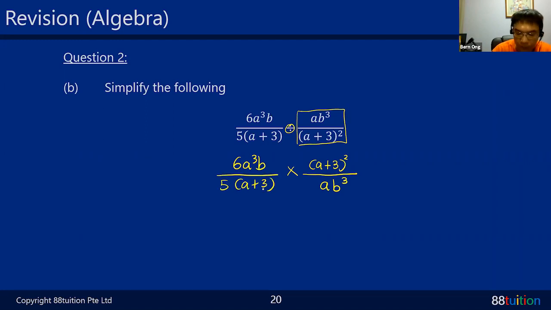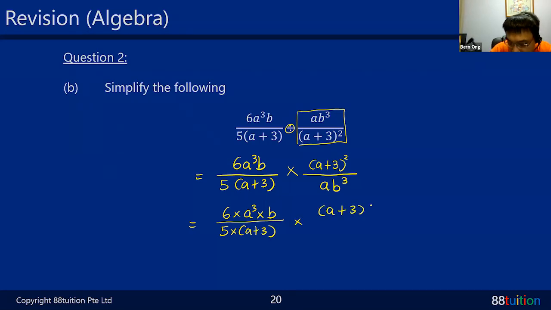Can you see? So now can cancel or not? Top and bottom, if they got something in common, you can cancel. So let me try to write this out. This is actually 6 times a cubed times b over 5 times a plus 3. Then on top, a plus 3 squared means what? It's a duplicate. Just duplicate like that: a plus 3 times a plus 3. And down here is a times b cubed. Can you see or not?